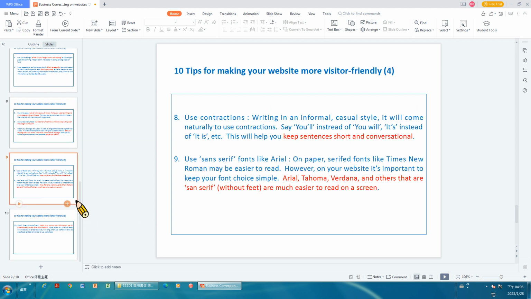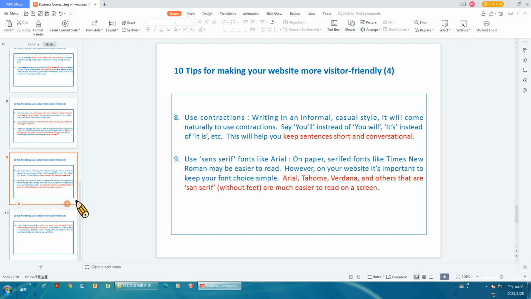Tip number 8. Use contractions. Writing in an informal, casual style, it will come naturally to use contractions. Say you'll instead of you will, it's instead of it is, etc. This will help you keep sentences short and conversational.